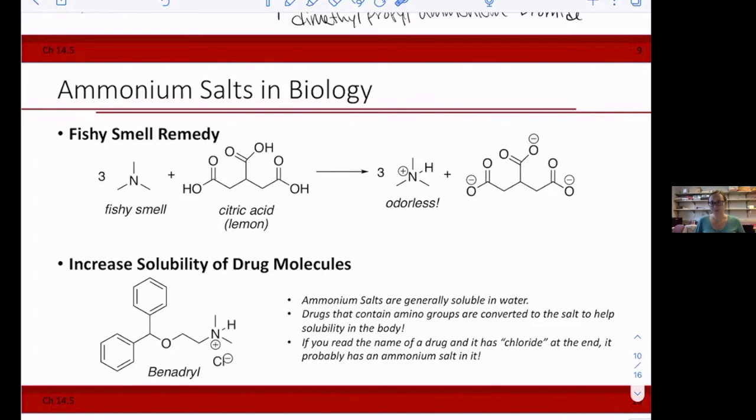So pretty much they almost always use chlorides as your counterion. So if you see drug names on the bottles you're looking at, a lot of them over the counter, and it says chloride at the end, it's almost guaranteed that it has an amine in it.